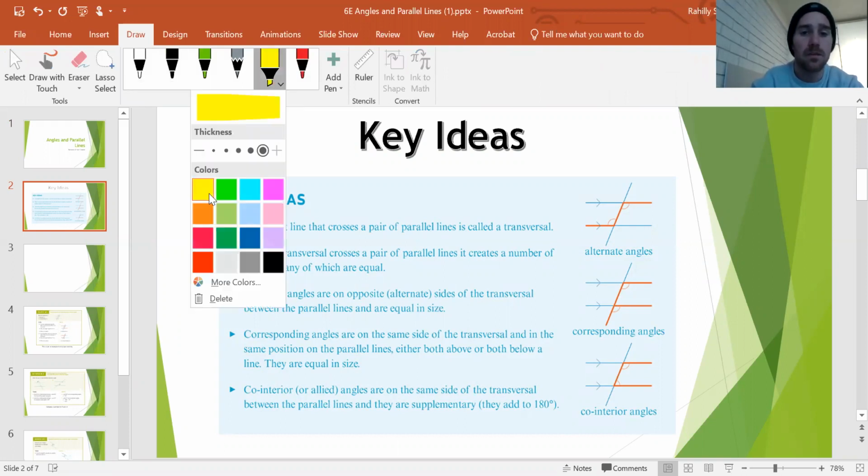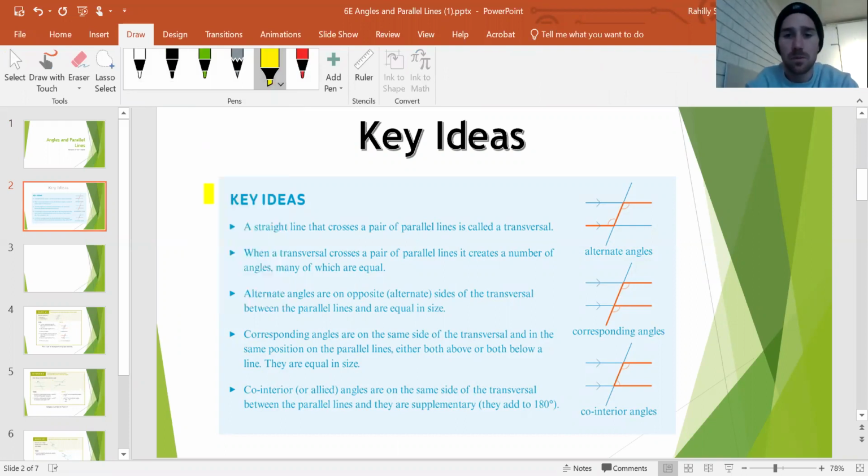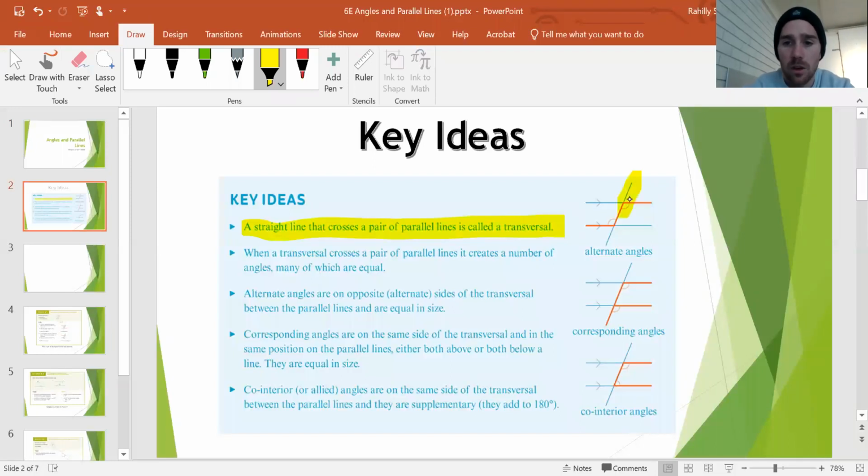A straight line that crosses a pair of parallel lines is called a transversal. So that's this line here going through two parallel lines. That is what we call a transversal. When a transversal crosses a pair of parallel lines, it creates a number of angles, many of which are equal. I'll draw an example of this afterwards, but I just want you to understand that once we draw a transversal across two parallel lines, there are many angles that are made, some of which are equal.